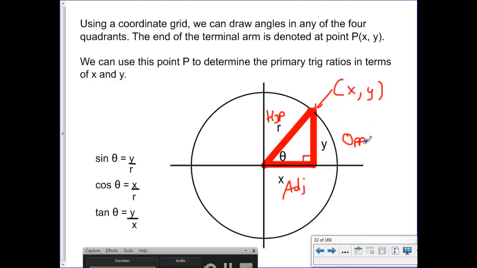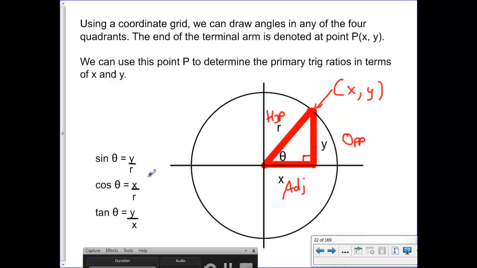So the way you tell which is x and y: x goes this way and y goes up and down. So x will always be on the x-axis, and the y will always be in the y direction. I mean, it's not actually on the y-axis, but it'll be in the y direction.